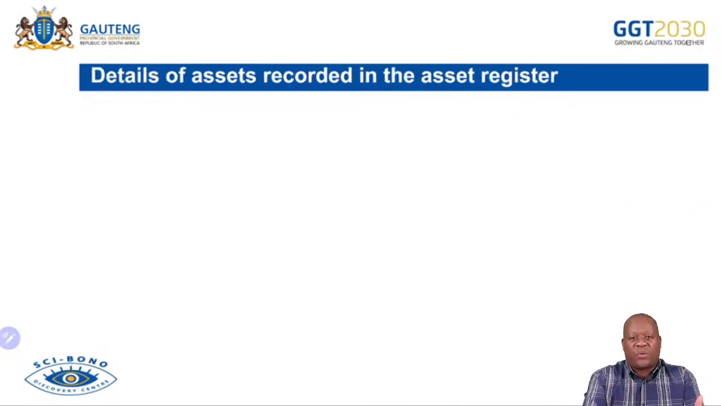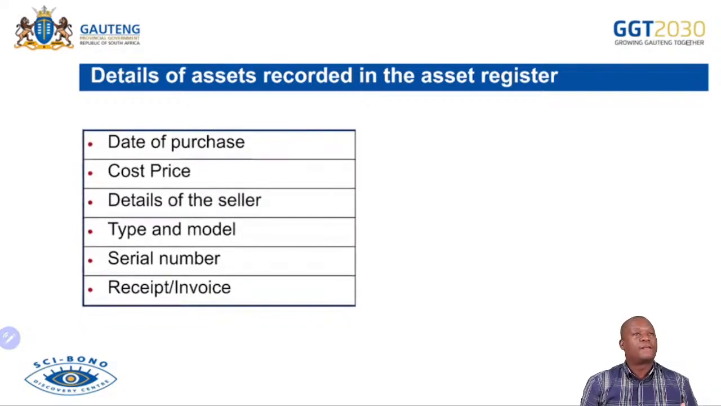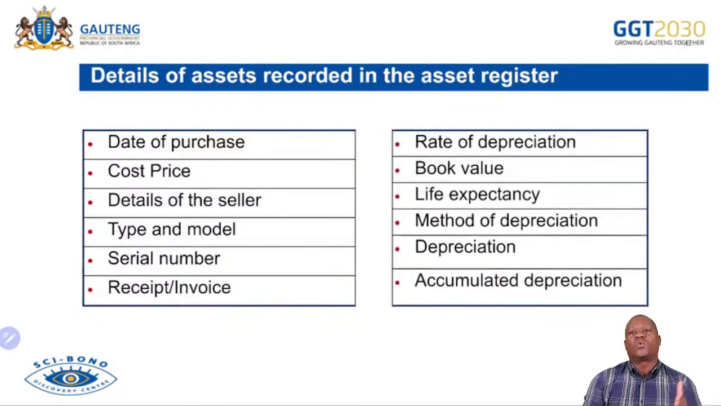Now, what are the details that we find in an asset register? Details in the asset register include asset details. When was it purchased? What was the cost price of the asset? Who sold this asset to us? Details of the seller. What is the type and model, serial number, receipt number, among other things. We also need to look into the rate of depreciation because assets are depreciated at different rates. The book value of the asset, life expectancy, how long do we expect our asset to live, method of depreciation, depreciation itself, as well as accumulated depreciation.